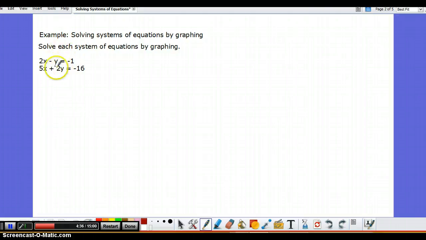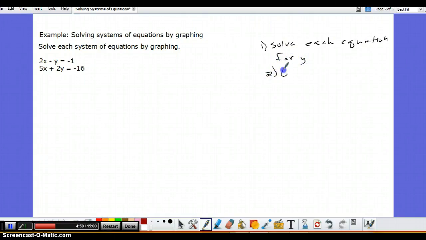Alright, so we have a system here. Again, the steps are to solve each equation for y. We then want to graph each equation. Now this time, the calculator steps are a little different.